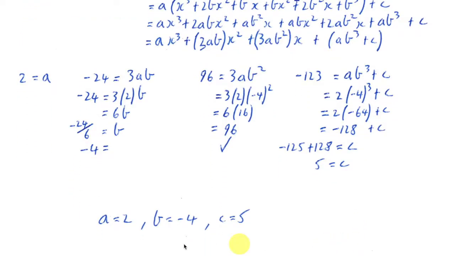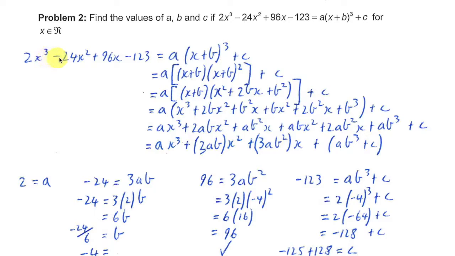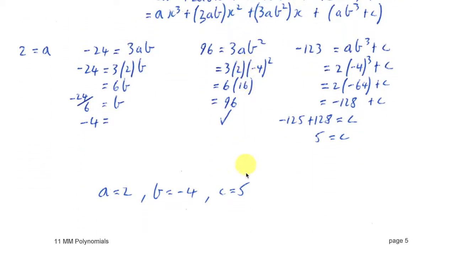So there it is, a is equal to 2, b is equal to negative 4, c is equal to 5. So in other words, what I've got here is that this cubic is equal to 2 lots of (x take away 4) cubed plus 5.